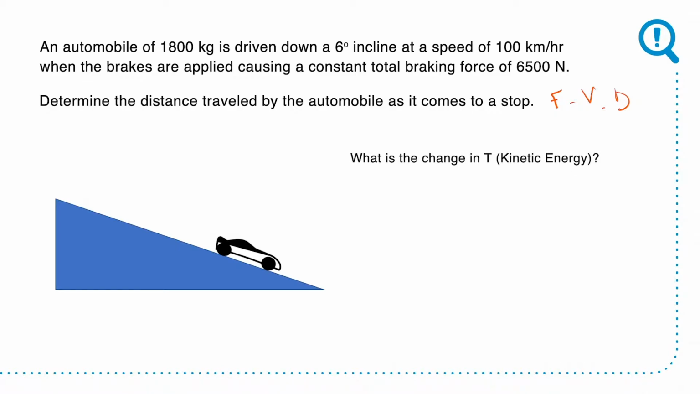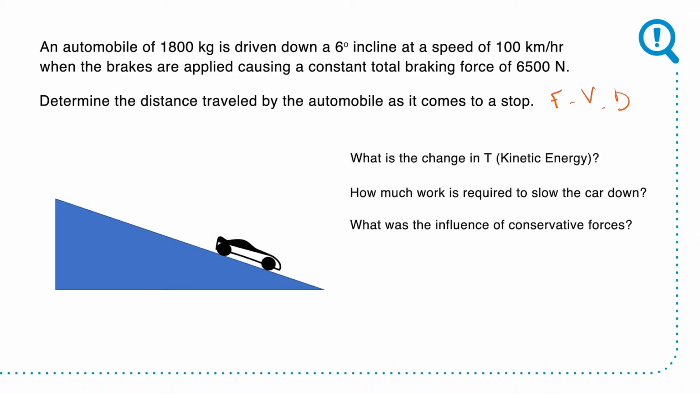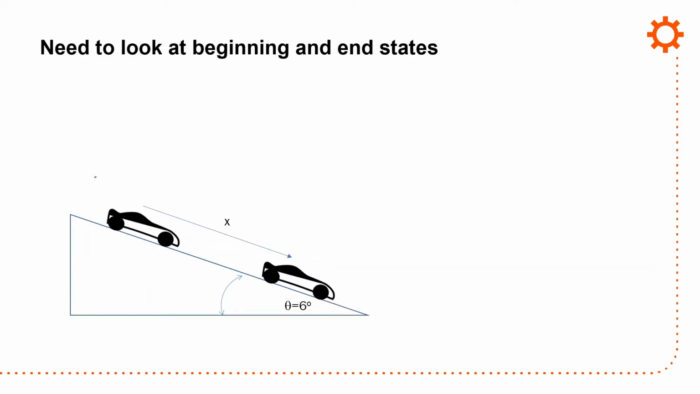And really you're going to look at the change in kinetic energy. What's the work required? And I'll do it two separate ways. It's not really that different. How much work is required and what are the influences of conservative forces. So if we do that, we can say this is position 1 and this is position 2, and the car is moving down the ramp and it's traveled a distance x.